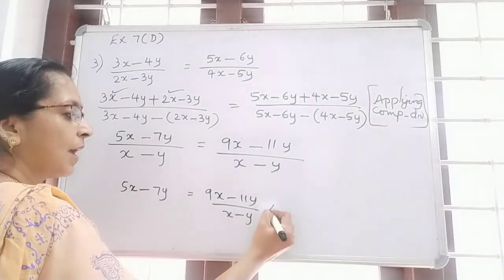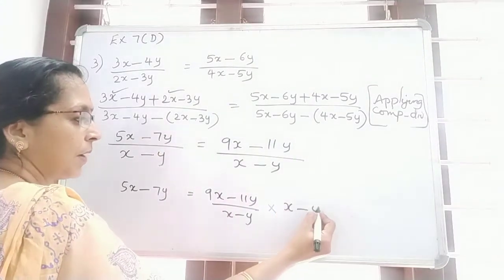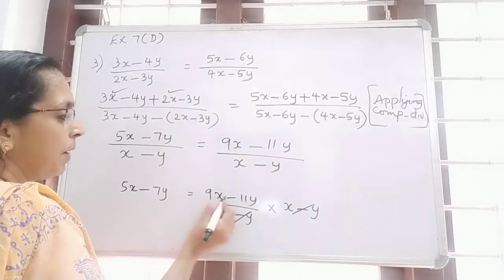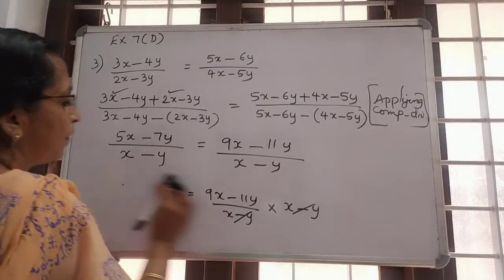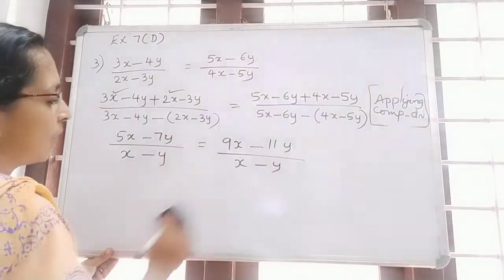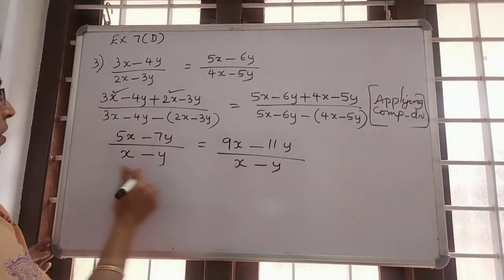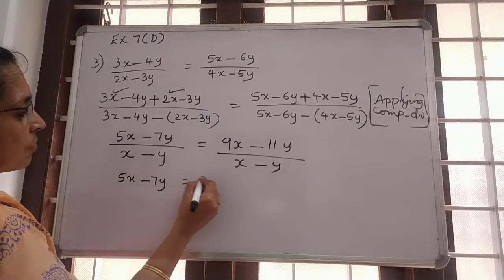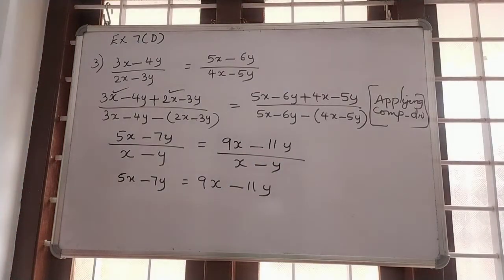If we take this to the right side, it will become division. X minus y will become x minus y, so x minus y we can cancel. So this will be equal. Directly, without doing this, if x minus y is in the left side denominator, the right side also has x minus y, the same thing in the denominator. So we can directly cancel this. So directly, the next step we can write 5x minus 7y is equal to 9x minus 11y. No need of doing that step. Directly we can write. Okay.